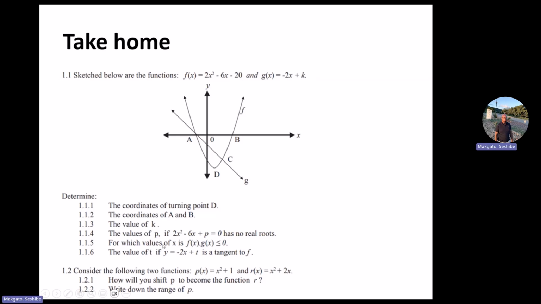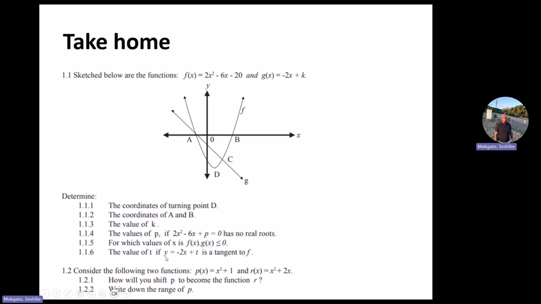So for which values of x, when you multiply the two equations, is it actually less than zero? You are looking at the bottom part. But of course, when it is greater than, it should be on the positive side. So you are looking on this side. So I think I'll have to have markers so that I can be able to point.